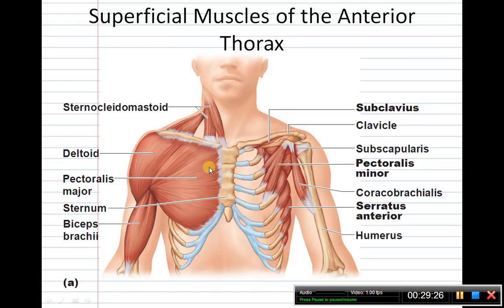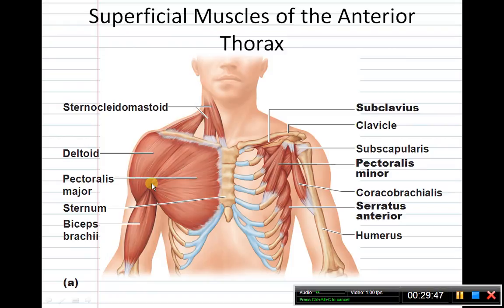This is the origin, 3 separate origins. You have the clavicle, you have the sternum, and you have the ribs. All these fibers come together, they converge like we talked about before, and attach to the humerus. Okay. When you move this, imagine your arm is in anatomical position.